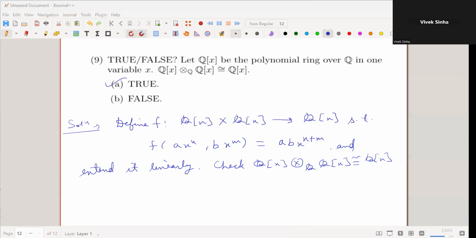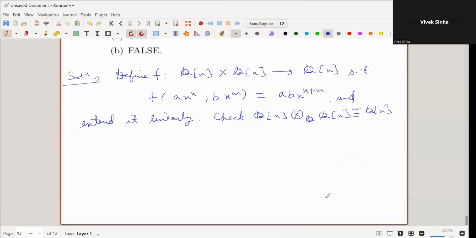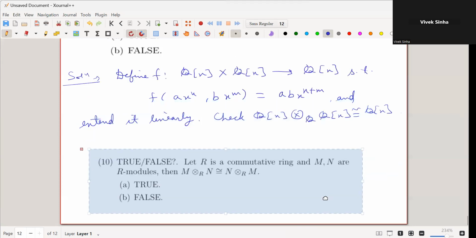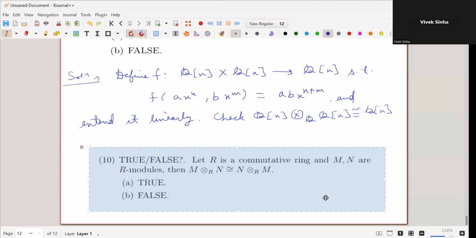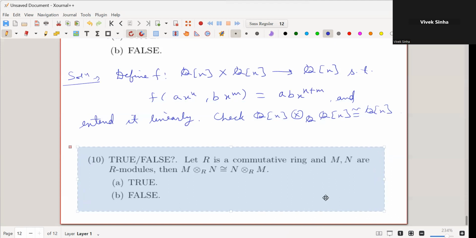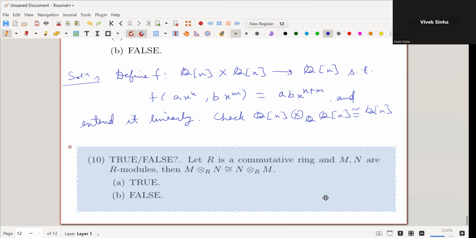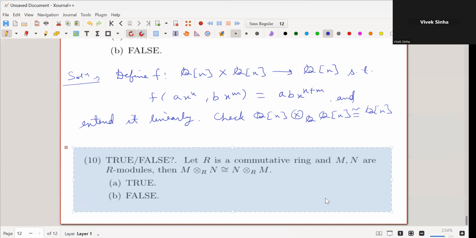Okay. The last question is, so we have handled these kinds of questions so many times. These are just checking. The only thing is you need to define a nice map, and that I'm doing for you. So you just check, the universal property plays the nice role, and then it will be over.